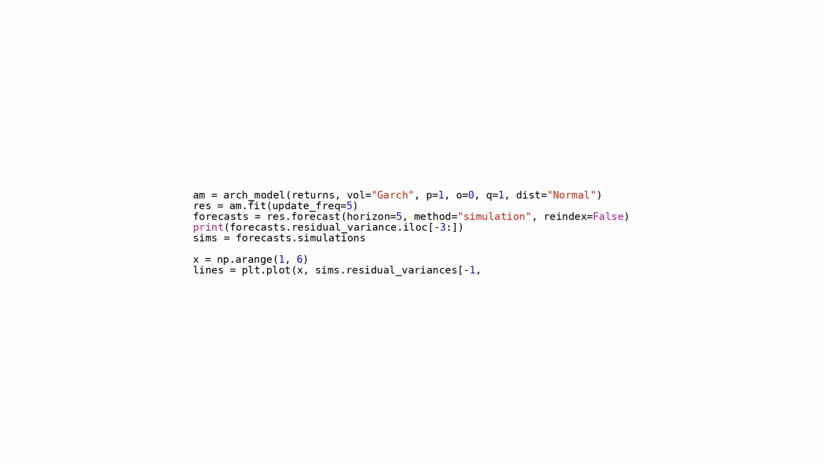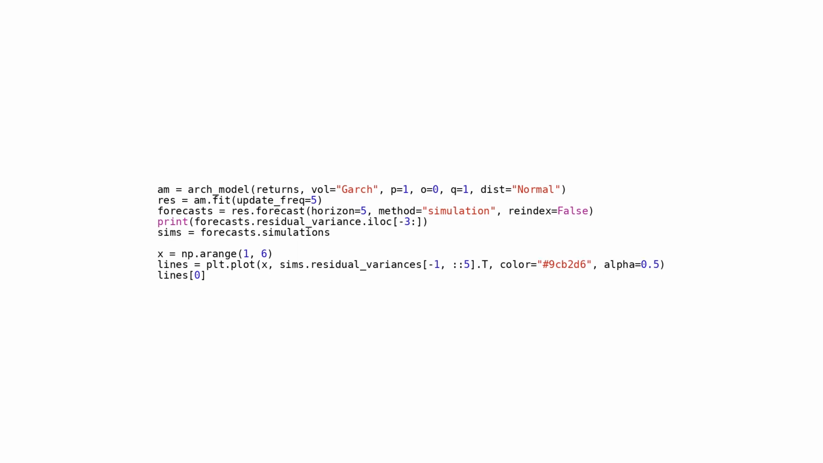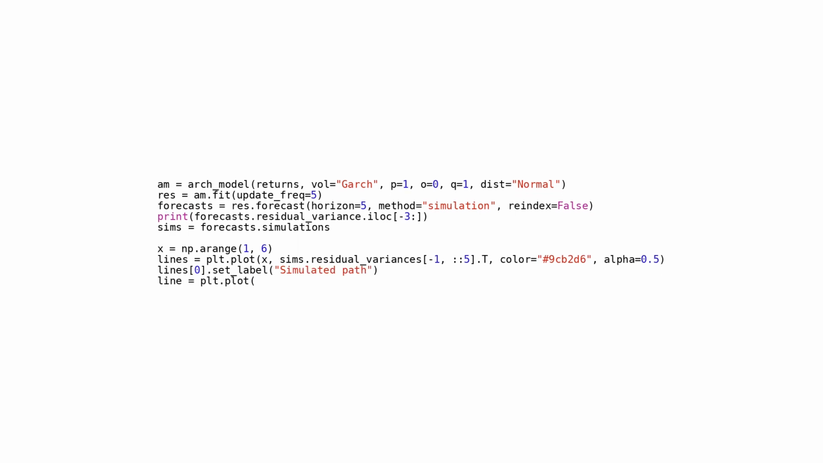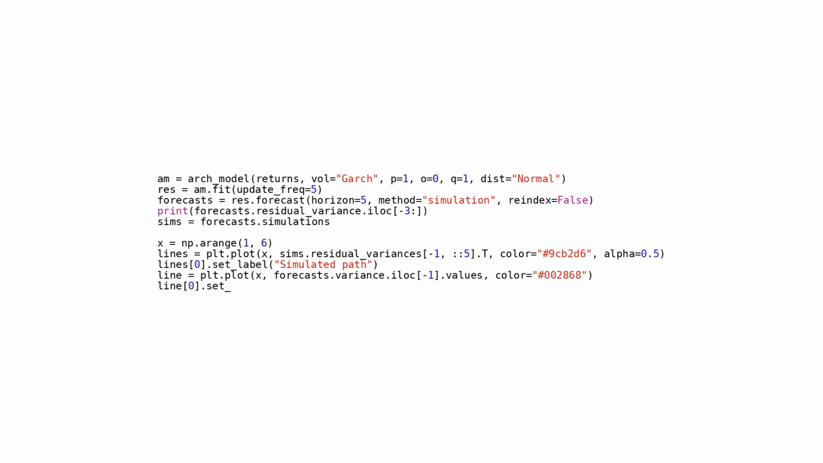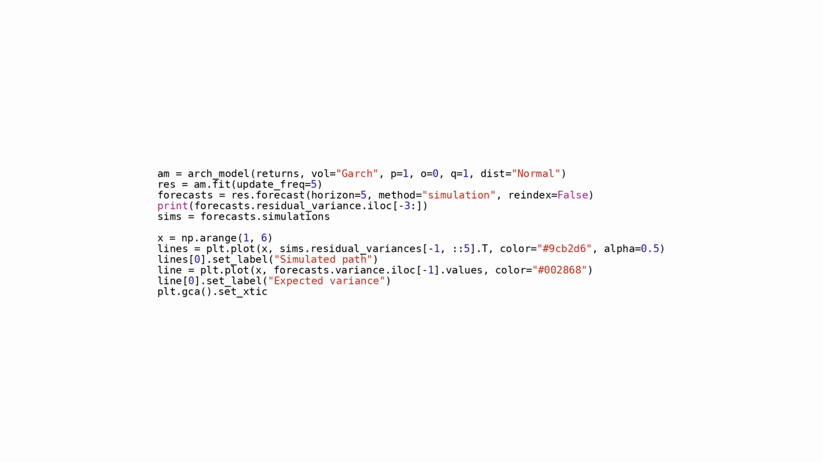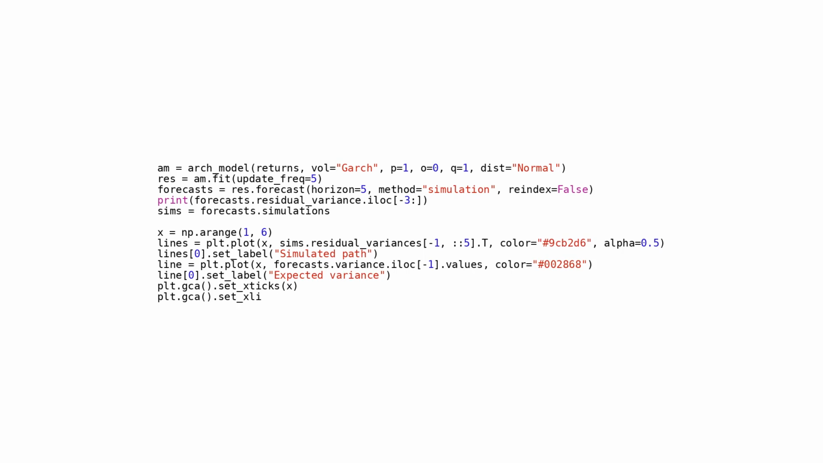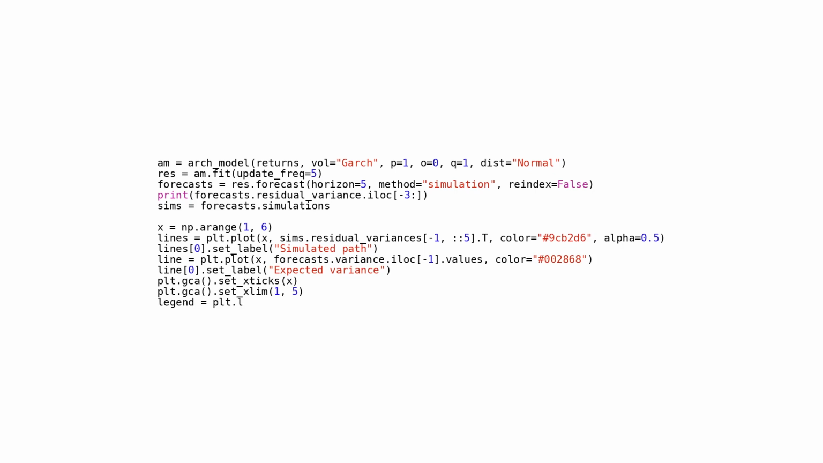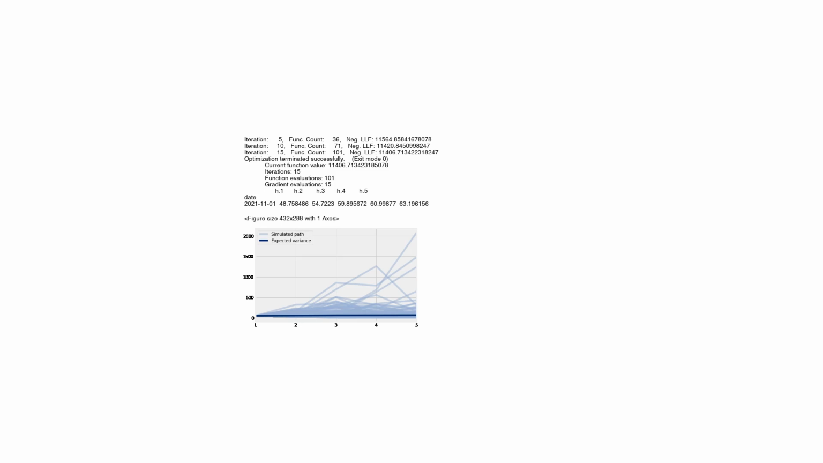3. A forecast for the next 5 time steps is generated using a simulation-based method with the forecast function. 4. The residual variances of the forecasted data for the last 3 time steps are displayed. 5. Simulations are conducted on the forecasted data to explore potential data paths. 6. A plot is generated to visualize the simulated residual variances and expected variance for the next 5 time steps.